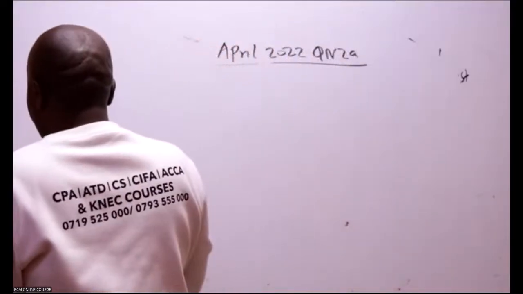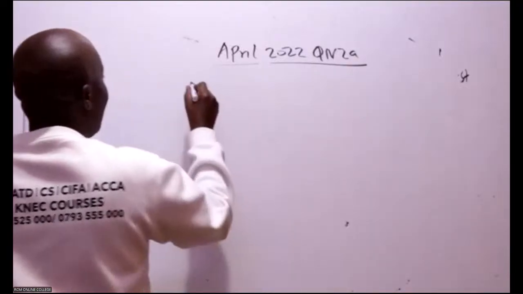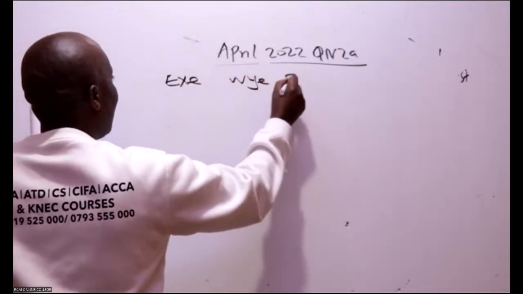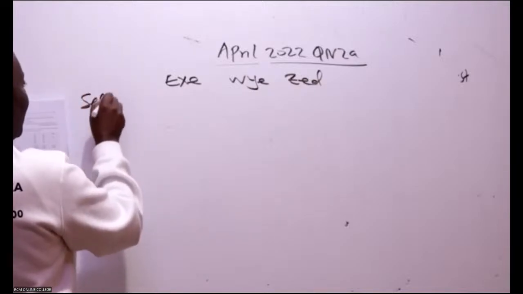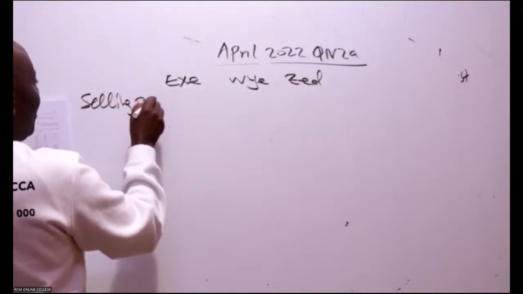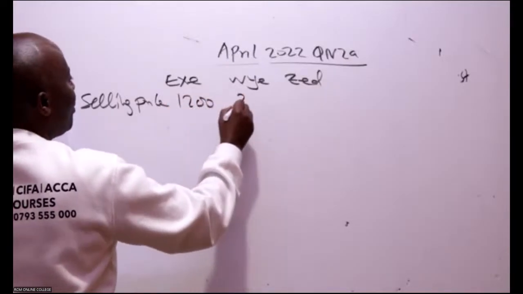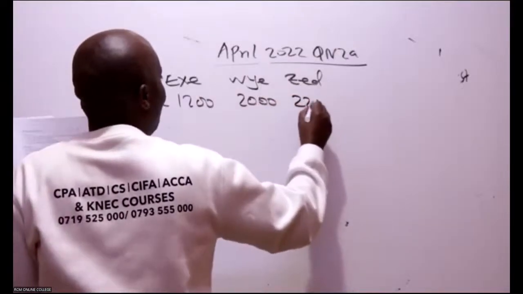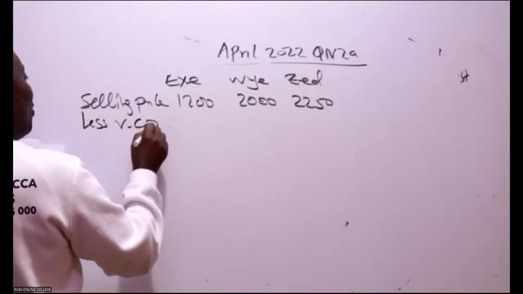So we have our selling prices for the 3 products. Very easy. We have X, we have Y, we have Z. So selling price: for X, we have 1,200, for Y 2,000, and then for Z, we have 2,250. Then we less variable cost.